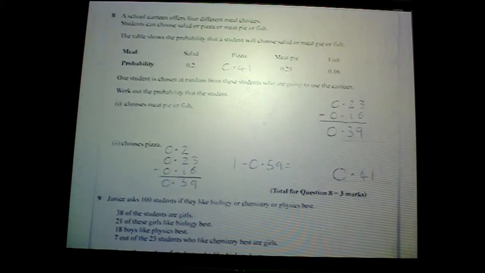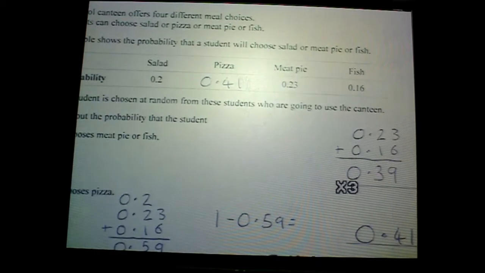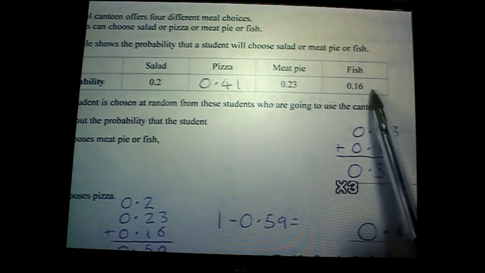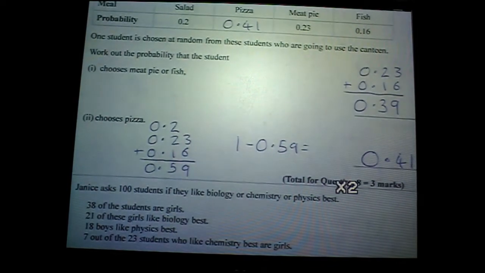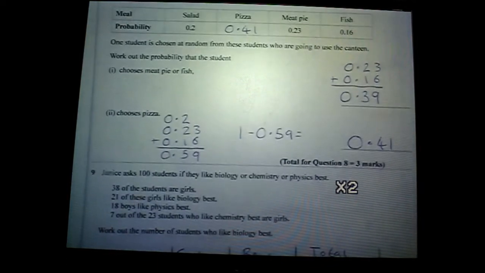The other one chooses pizza. Well, pizza is the one they haven't given you. So what you need to know is that all these numbers here will add up to 1. So here's my workings on it here. I've added them up, get 0.59. 1 take away 0.59 is 0.41. And there's your answer.